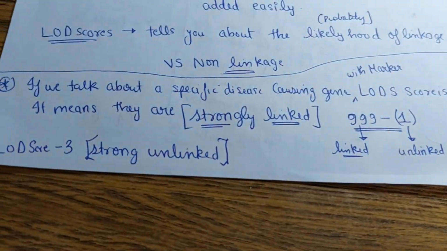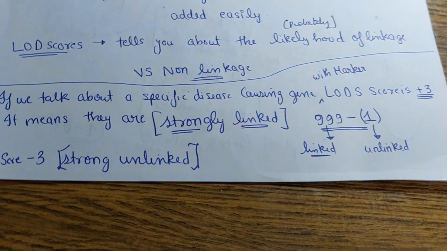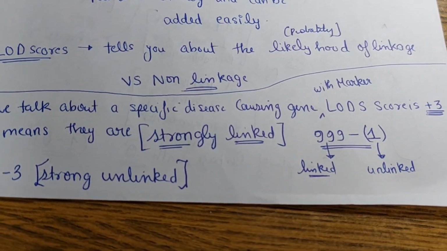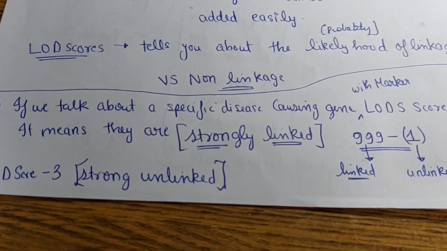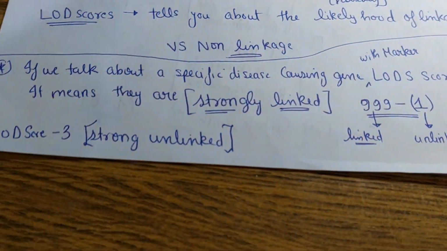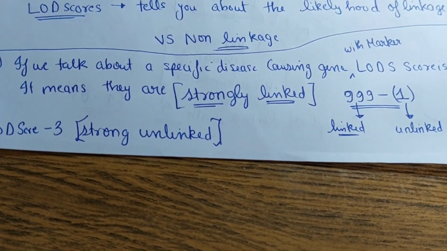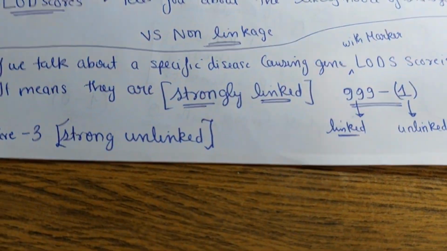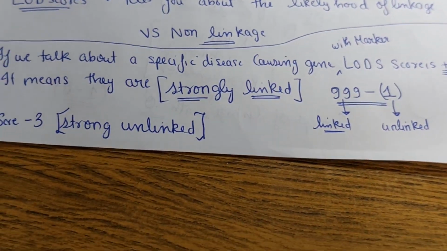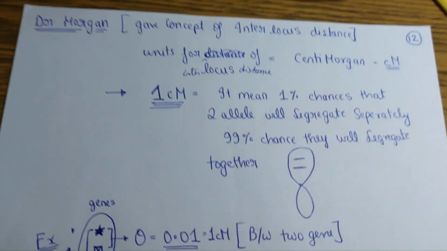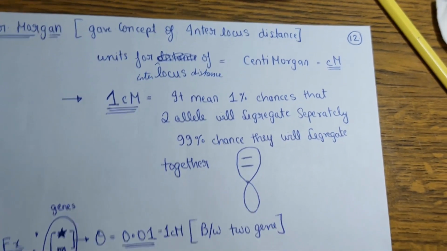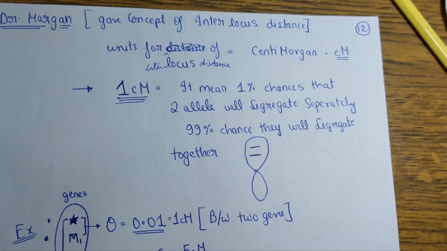Whereas if we talk about another disease which has a specific disease causing gene and a specific marker, and the LOD score comes out to be -3, it means that they are strongly unlinked, that is they have no connection and there is high chance of recombination, and there is no point in considering this disease causing gene with this marker. We have to look for another marker, because otherwise our analysis will always be wrong. Now we have finished our discussion on LOD, theta, LOD score, LOD formula, etc.